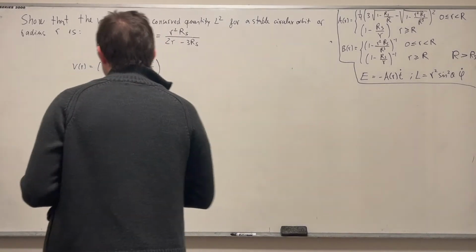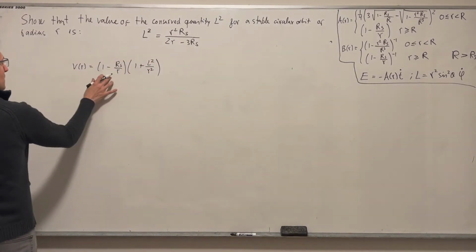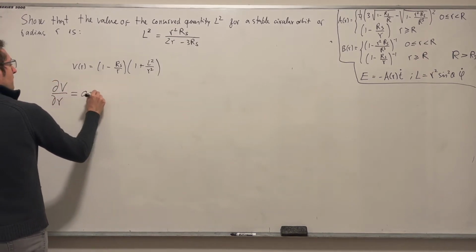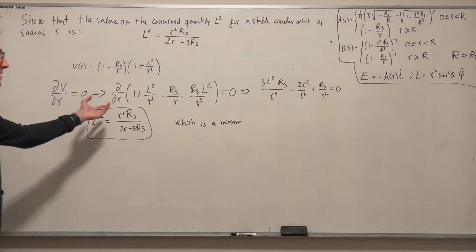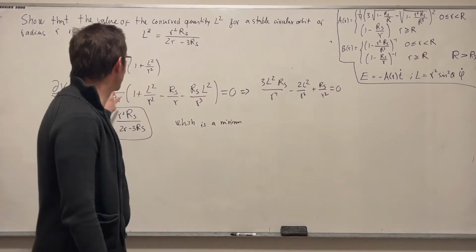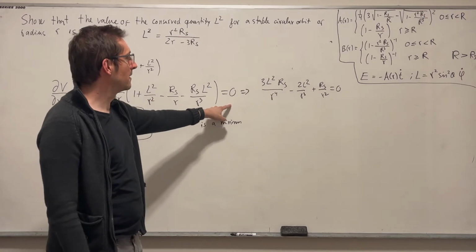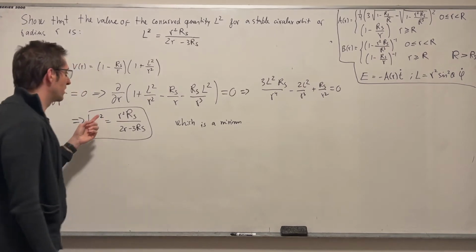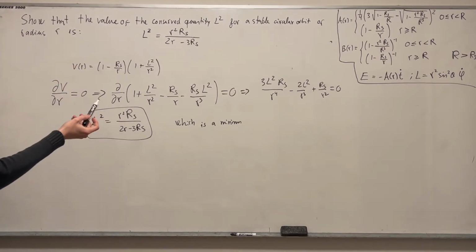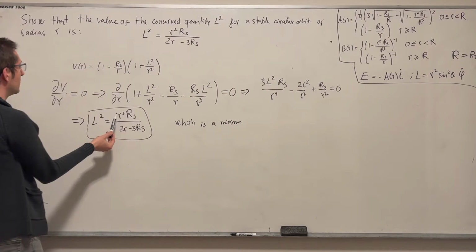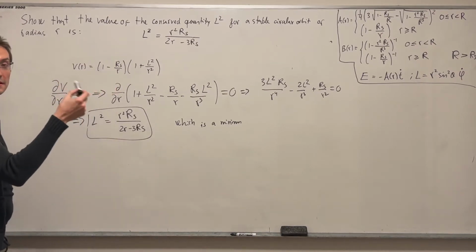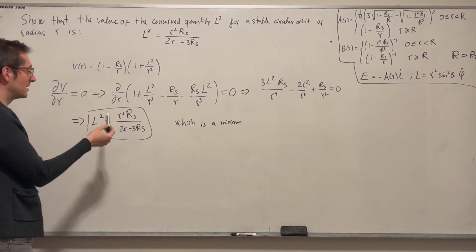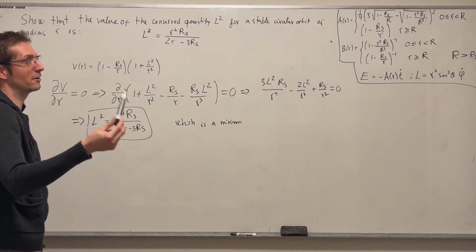So we know that the stable circular orbit would be at the minimum of this potential. For that, we equate the derivative of this potential to 0, so partial V partial r equals 0. That gives me this condition, which I can solve for L squared, and L squared gives me this expression. It's easy to check that it's a minimum, by plugging in r on the potential and checking on both sides.